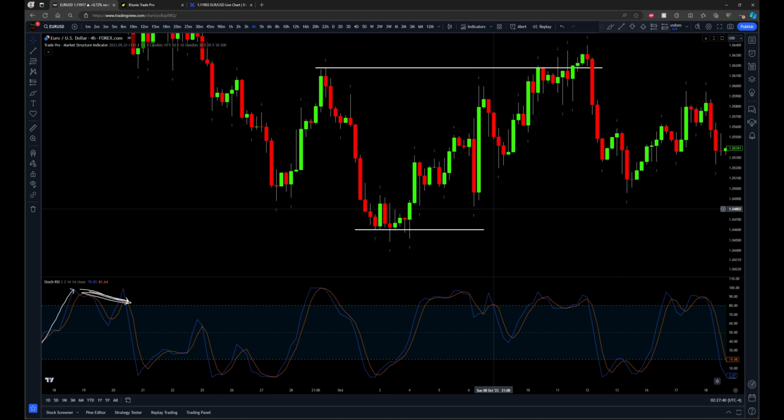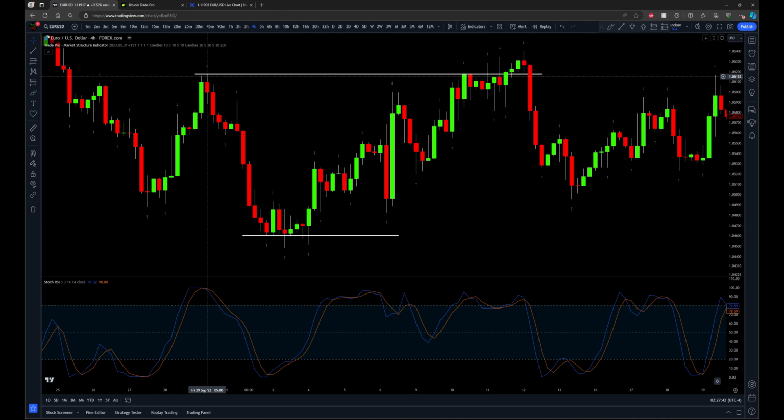Don't have any. Okay, well, now we're back into our bearish structure. Well, we break here. And this time we did get a setup. So this would be a loss.